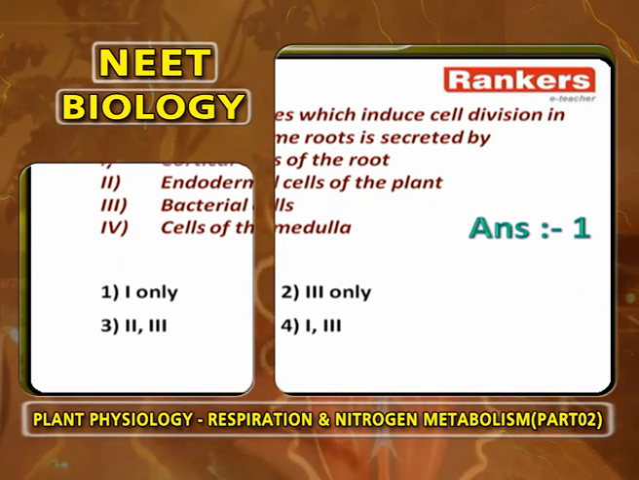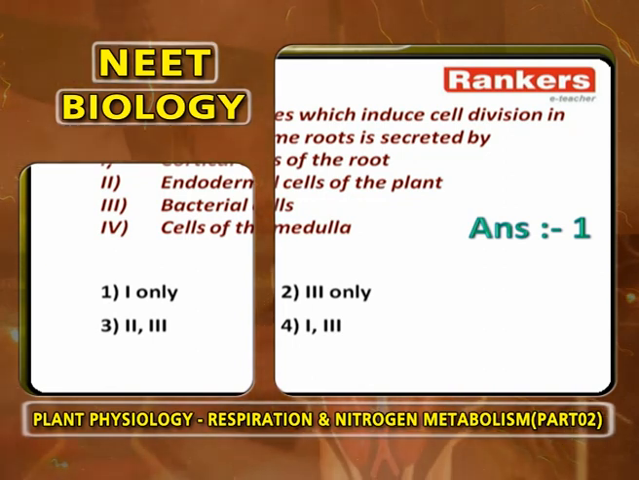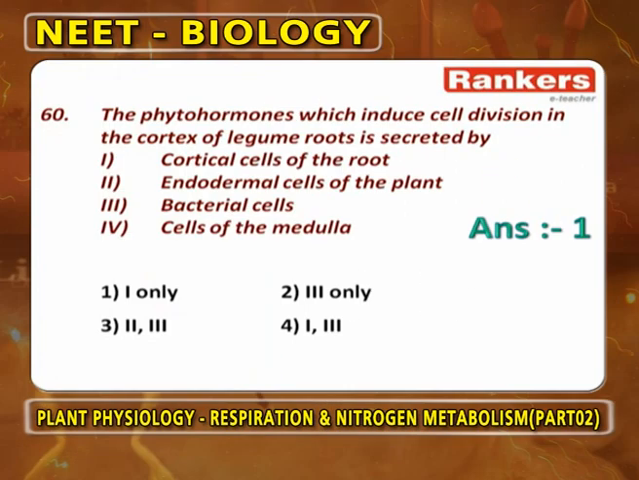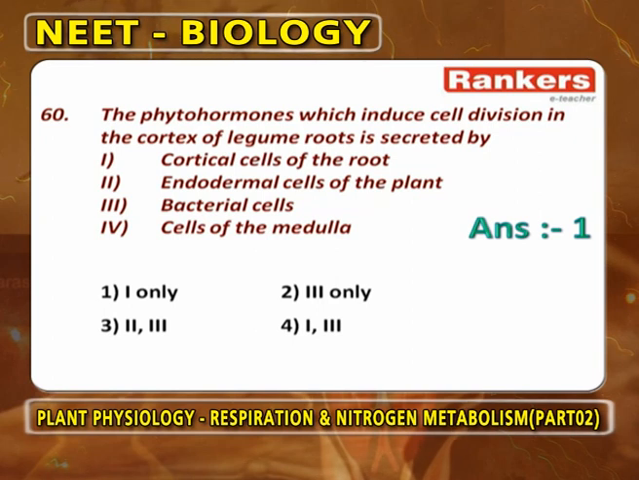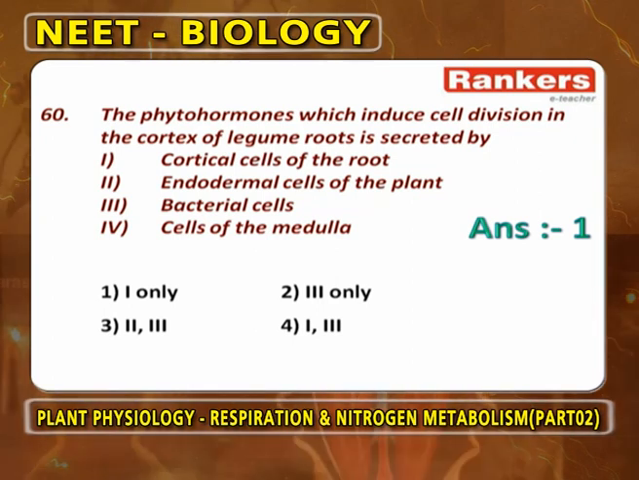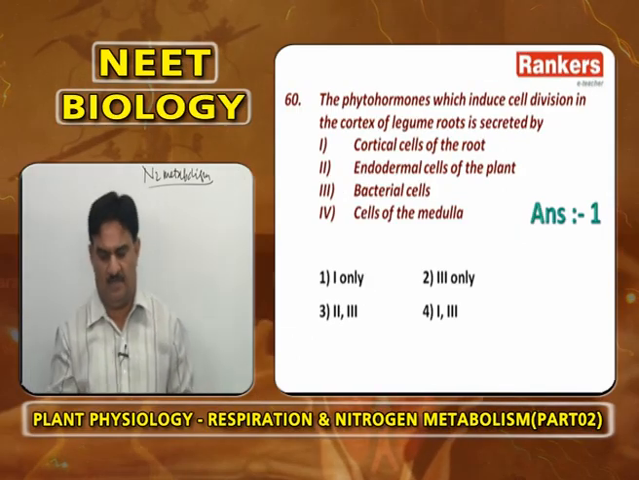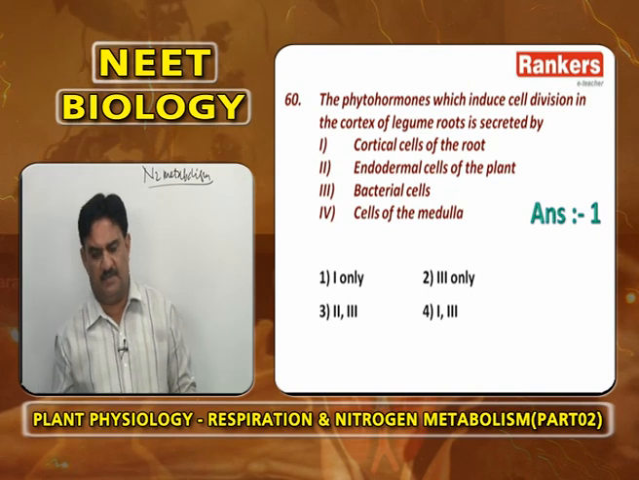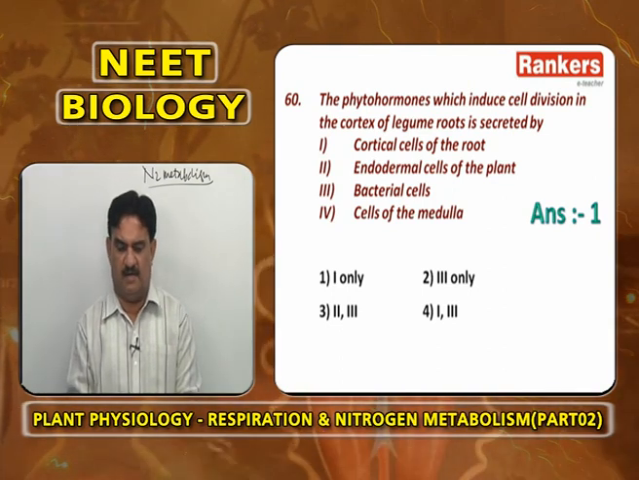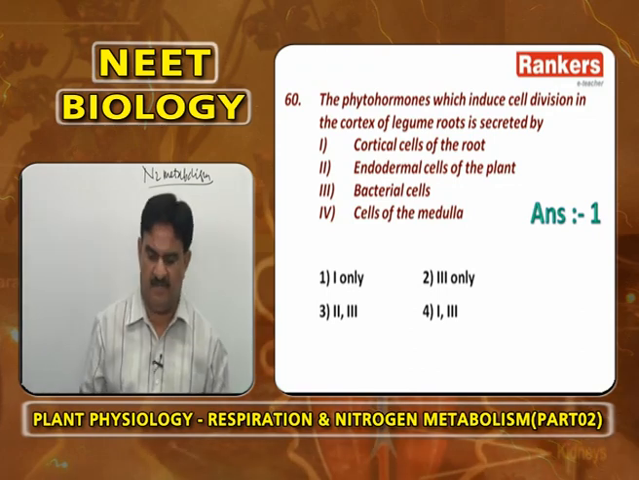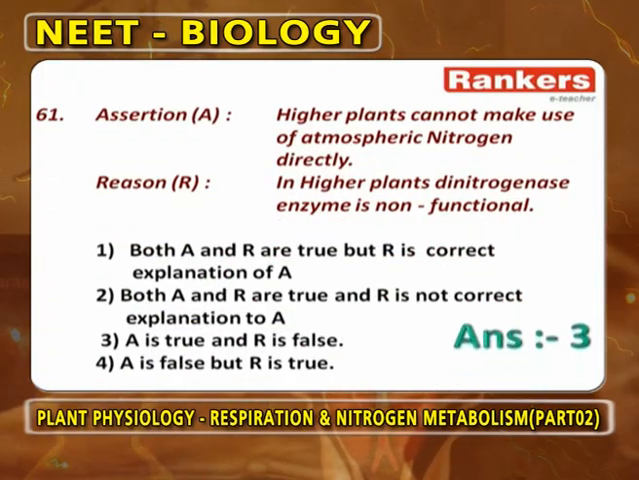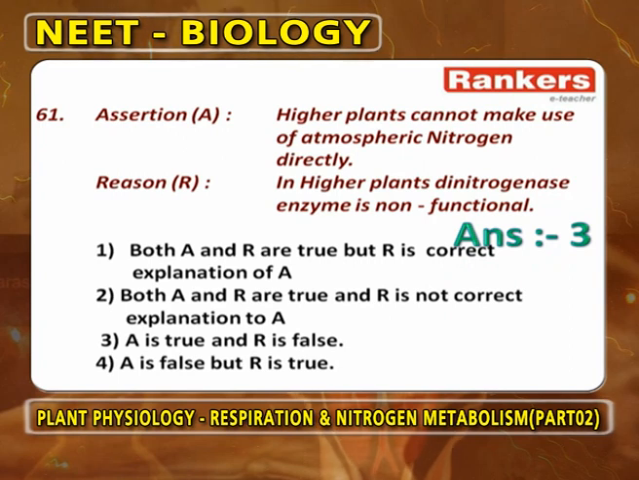The phytohormone which induces cell division in the cortex of legume roots is secreted by cortical cells of the root, endodermal cells of the plant, bacterial cells, or cells of medulla? The phytohormone auxins are synthesized when the infection thread reaches the cortex during the formation of root nodules in legumes. The phytohormone which induces cell division in the cortex, making the formation of root nodules, is secreted by cortical cells of the root only, not by endodermal cells, bacterial cells, or cells of medulla. Bacteria only make the cortical cells produce phytohormones.